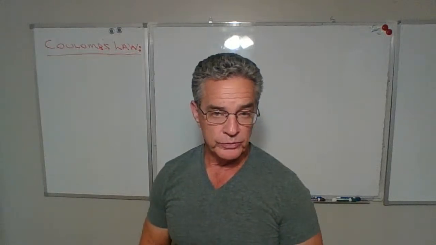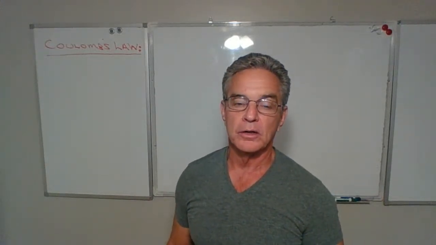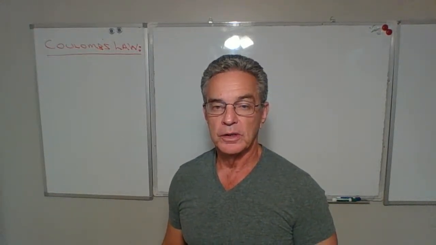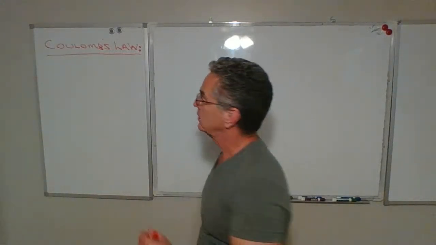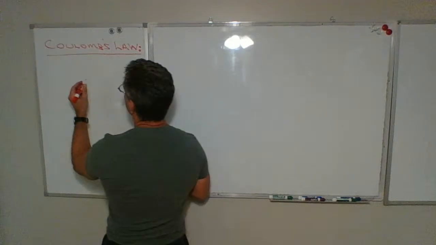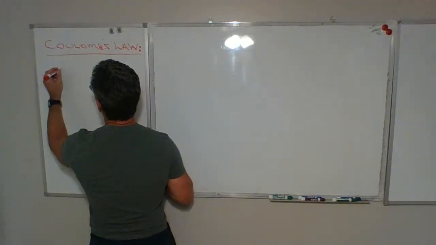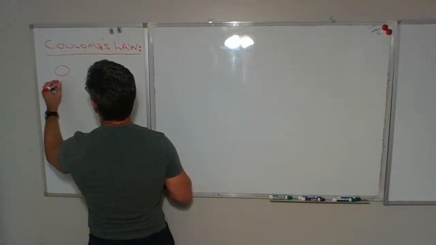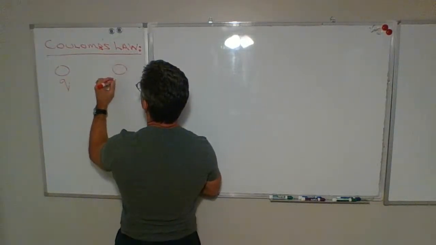Charges can exert forces on each other, and Coulomb really played on an earlier law that had been created by Newton to describe the forces that masses exert on each other due to gravitational attraction. Coulomb tried this on charges, and it starts out with an image, a little picture. Okay, so we've got two objects in the picture. This is Q1, and this is Q2.